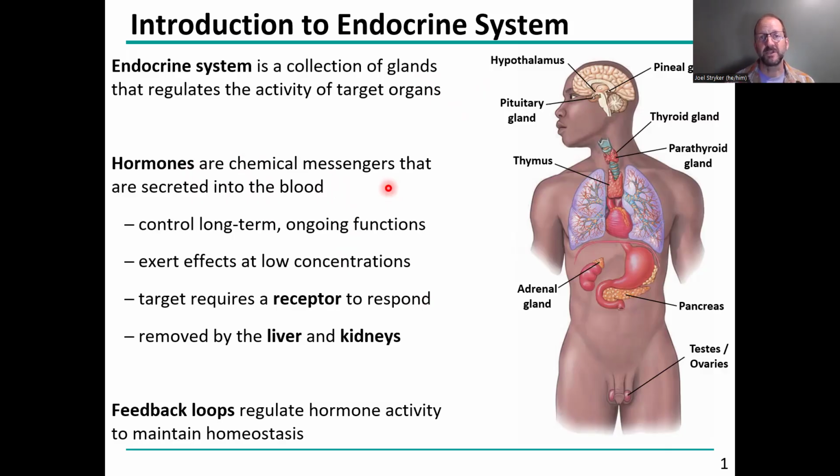So every cell in your body that has blood, which is going to be everything, has the potential to respond to those hormones. But in order to have a response, that target has to have a receptor for that. We've talked about receptors before. And so we talked about this basic concept of specificity, how the hormone, in order for it to have an effect on a target, that target has to know that the hormone is there.